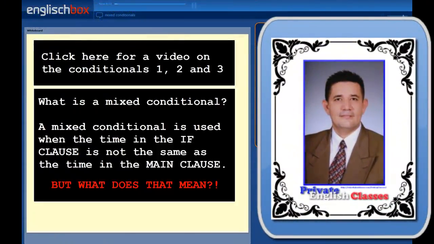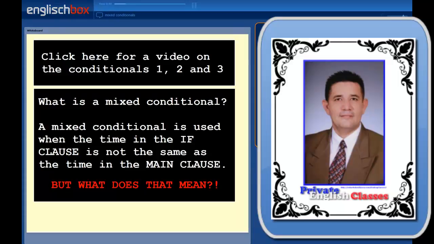In order to understand mixed conditionals and the structure of mixed conditionals, it's first very important to know the structure of the first, second, and third conditionals. If you know these structures, then you can understand a mixed conditional as a mixture of two of the conditionals. That is to say, a mixture normally of the second and third conditional.